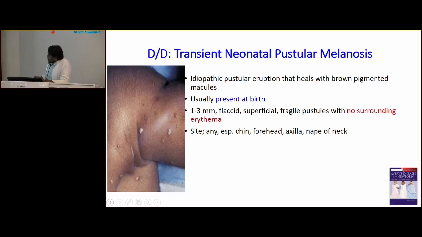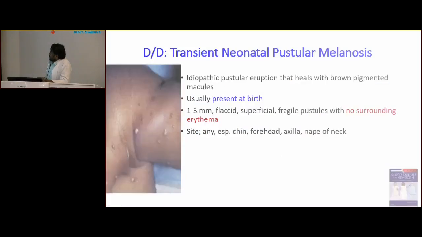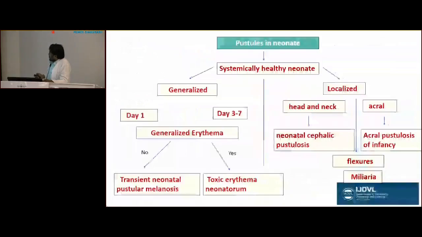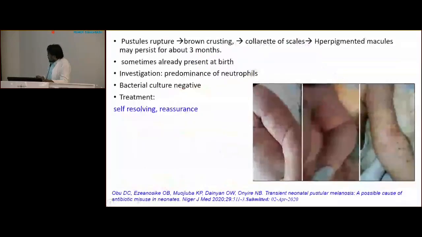See the image here. If you notice the first image, there is no redness in between the lesions. They're discrete small pustular lesions. So what happened to these pustules? These pustules later on form a brown crusting, collarette of scales, and hyperpigmentation. So if you see, these are the pustular stage. Later on, they have a brown crusting, and they form hyperpigmentation.